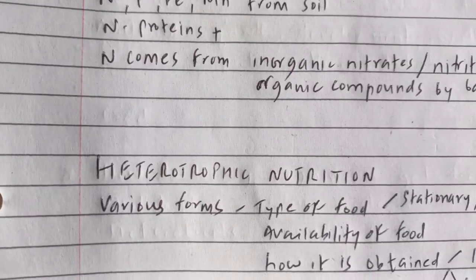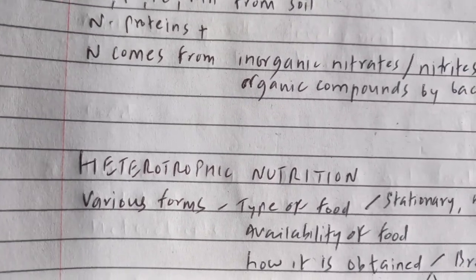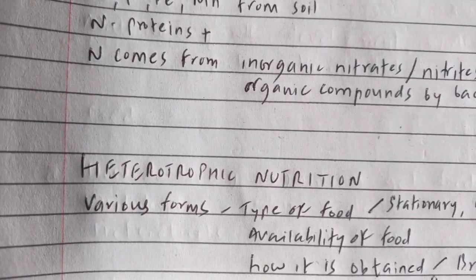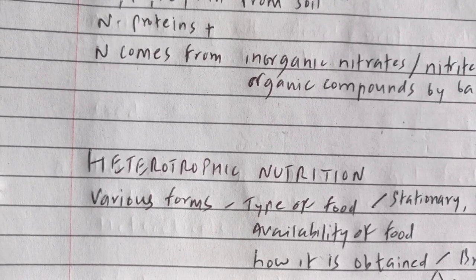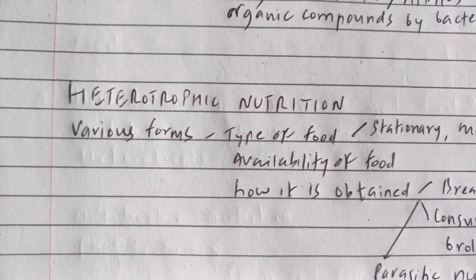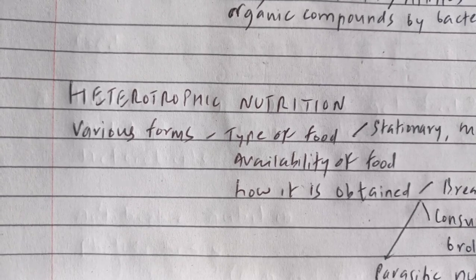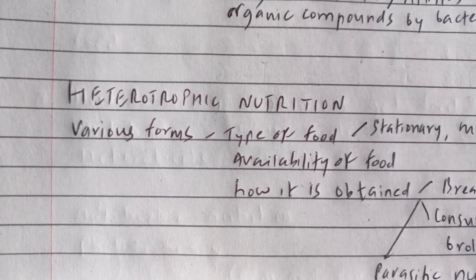So in the end, the very important topic, heterotrophic nutrition, and this will include the organisms, including the human being. Now each organism is adapted to its surrounding environment, and the nutrition it takes will depend on the food material that is available, its type, as well as what the organism needs to do to obtain this nutrition.